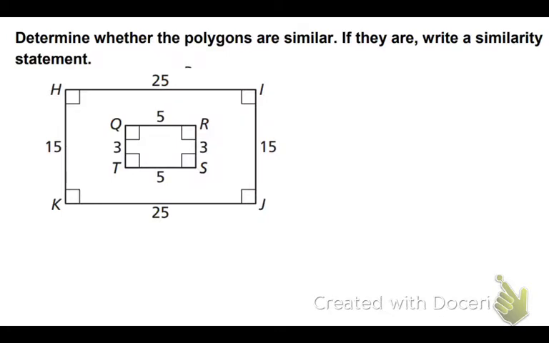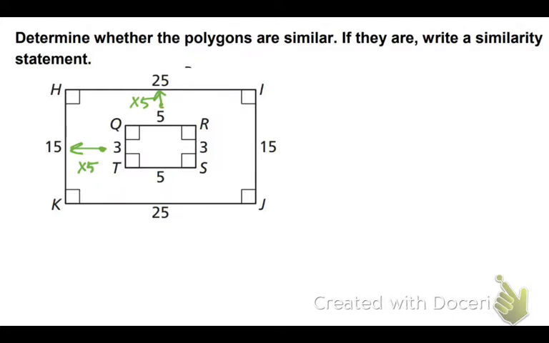Determine whether the polygons are similar. If they are, write a similarity statement. So this one's pretty easy. You need to see if the same number was multiplied, if they have the same scale factor. What's the scale factor from QT to HT? 5. What about from 5 to 25? 5. It's still 5. Over here it's 5. So, are the sides proportional? Yes. Are the corresponding angles congruent? Yes, they are. So then these are similar.